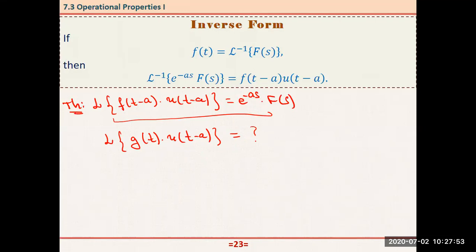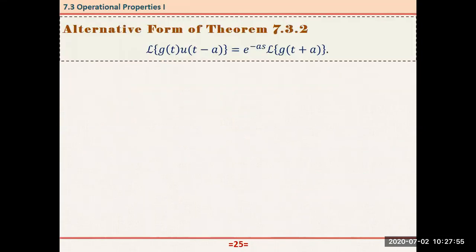That is the alternative form of theorem 7.3.2. The Laplace transform of g of t times u of t minus a, that is the unit step function, is equal to e to the power minus as, but here we have the Laplace transform of g of t plus a. Okay, so now we try to get this.